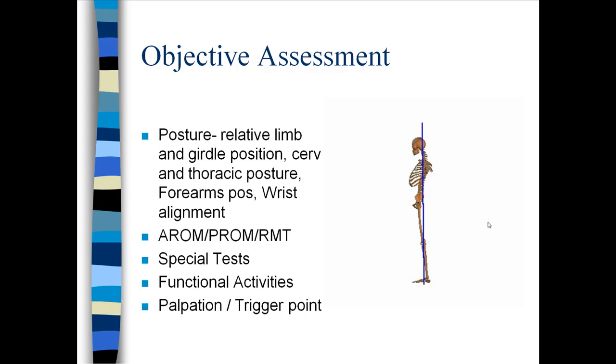On completing the subjective assessment, we move on to the objective assessment. And the objective assessment follows a similar pattern to any other joint. We start off looking at posture. In particular, we would focus on posture of the upper quadrant and cervical spine, as these areas can refer down into the wrist and hand. We then move on to movements and resisted muscle tests, followed by special tests, functional activities, and then finally palpation.